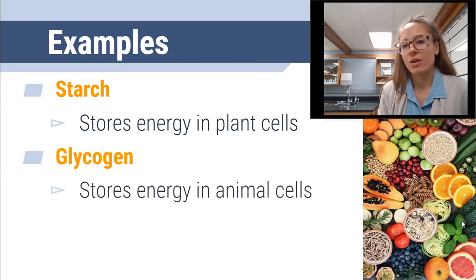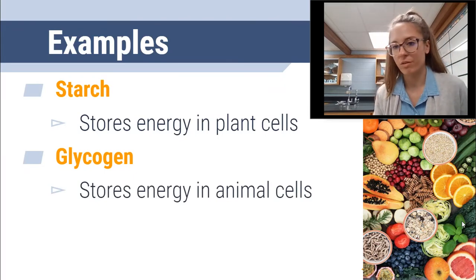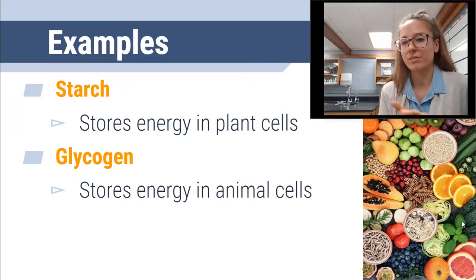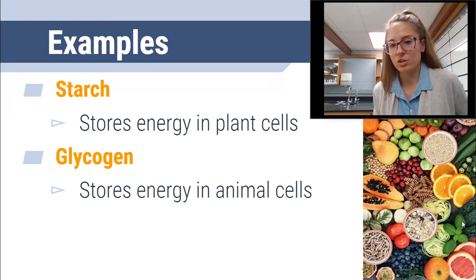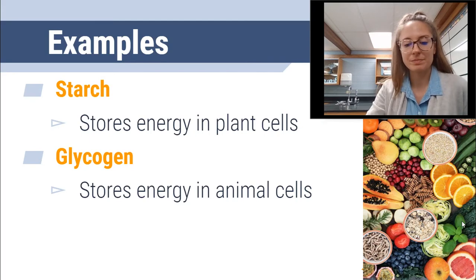Glycogen is how animals store energy. So when you carbo load before a big race, the stored energy in your body is in the form of glycogen. And then during the race, your body breaks that glycogen down to release that energy when it needs it.